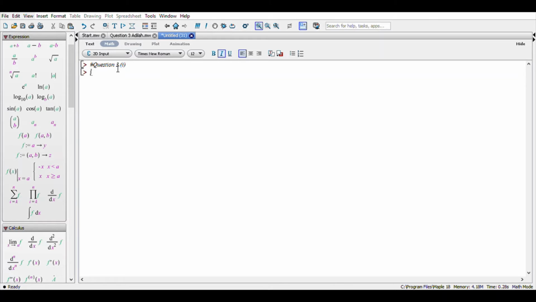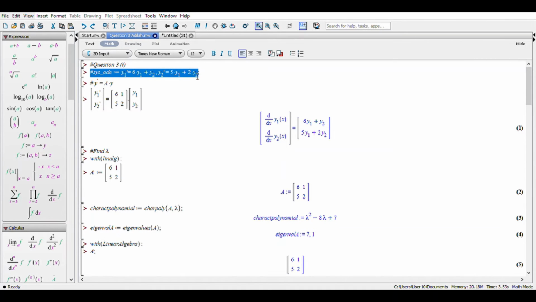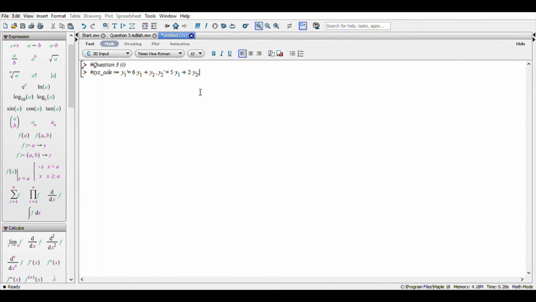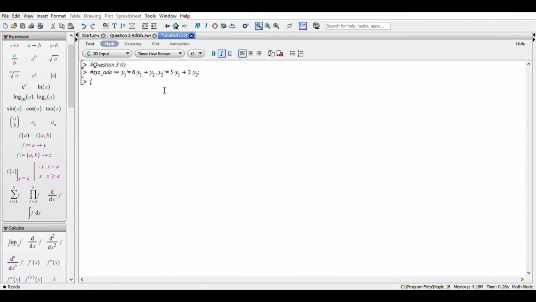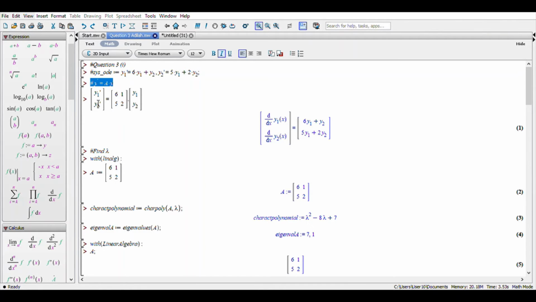So for question 3.1, this is the question stated in the assignment sheet. And hashtag means the comment. It will not execute in the simulation. First thing first, we will find the value for y prime. Y prime equals Ay. So this is the form of the matrix.